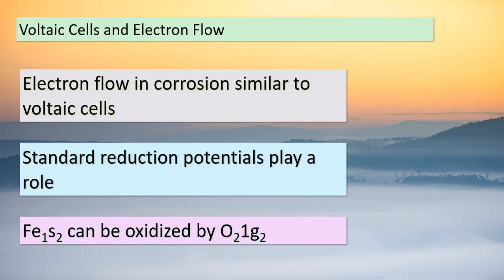The concept of standard reduction potentials comes into play here. In fact, the interaction between iron and oxygen is a prime example. Iron, in the form of Fe(s), can be oxidized by molecular oxygen, O2. This connection between corrosion and electrochemical processes is truly captivating.